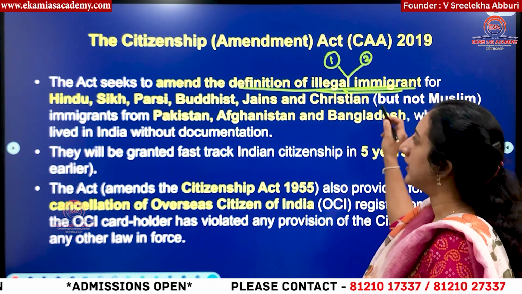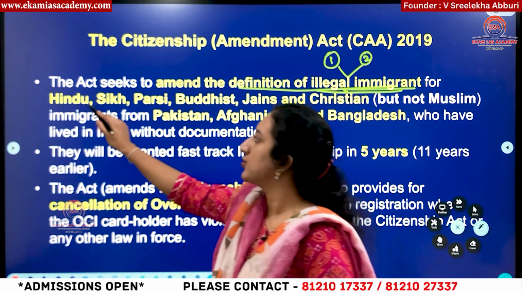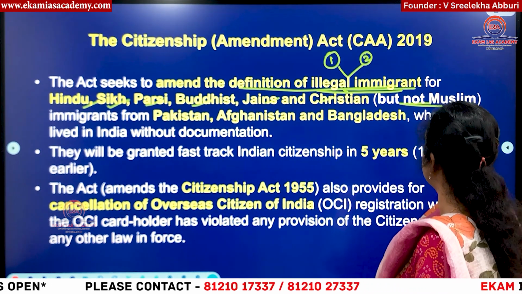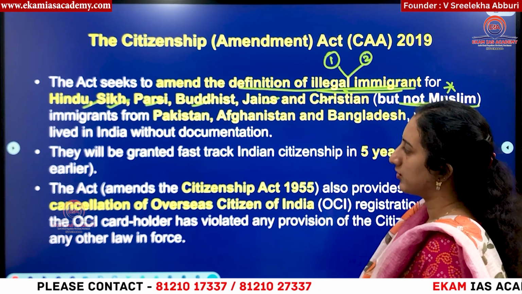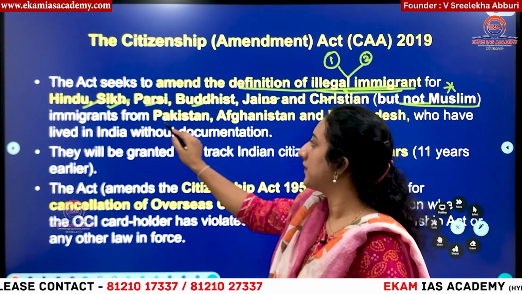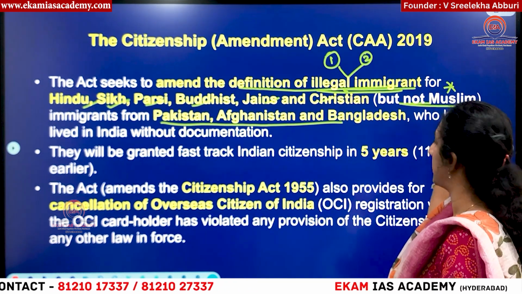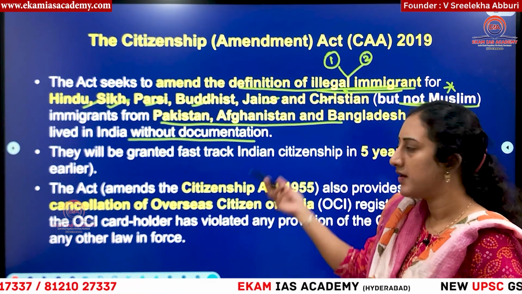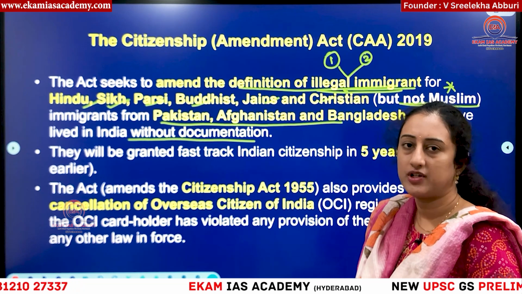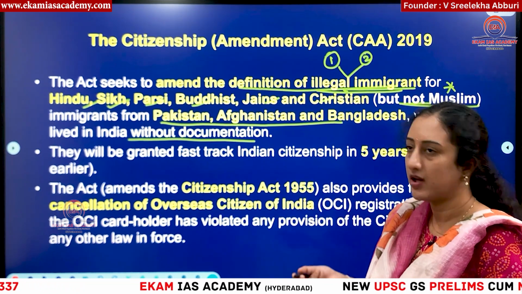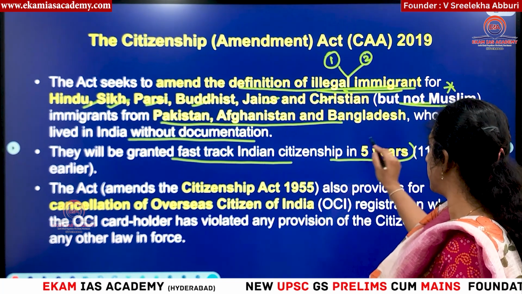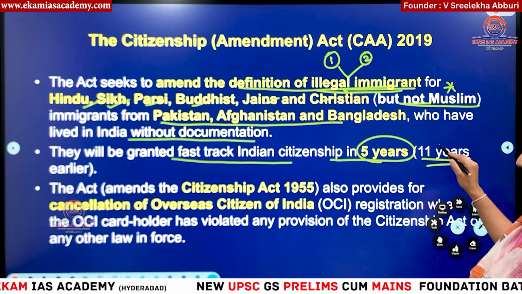If any illegal migrant belonging to Hindu, Sikh, Parsi, Buddhist, Jain and Christian, but not Muslims, so this is the reason for controversy, coming from Pakistan, Afghanistan and Bangladesh, who have lived in India without documentation. If he lives in India with documentation, he will not be considered illegal. So this is one main thing. They will be granted fast track Indian citizenship within 5 years. As I told you earlier, it was 11 years.